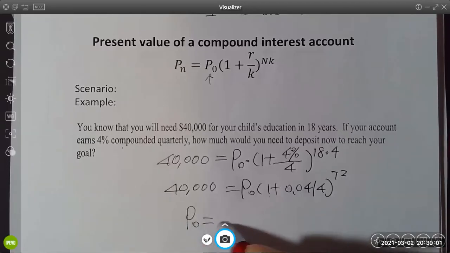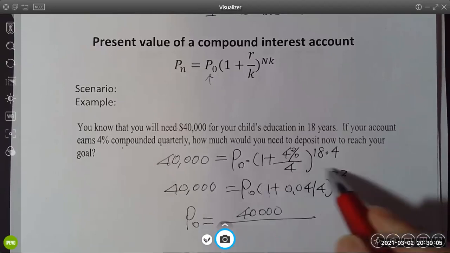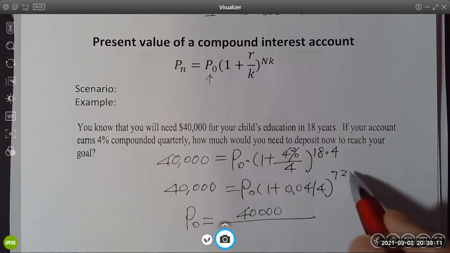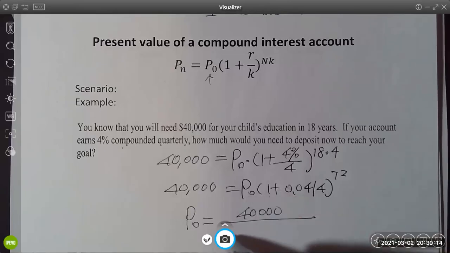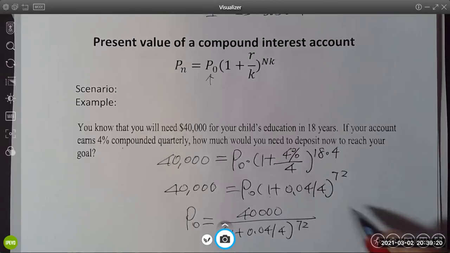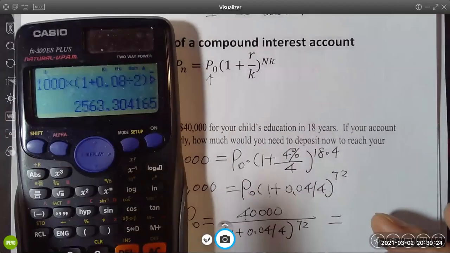P0 equals 40,000. Remember, if you do the calculation, this will be one number in the end. We just don't know what it is for now, but it will be one number so that I just divide by this number on both sides to get P0. So 1 plus 0.04 over 4 to the power of 72. That's all we need to do using the calculator. So 40,000.